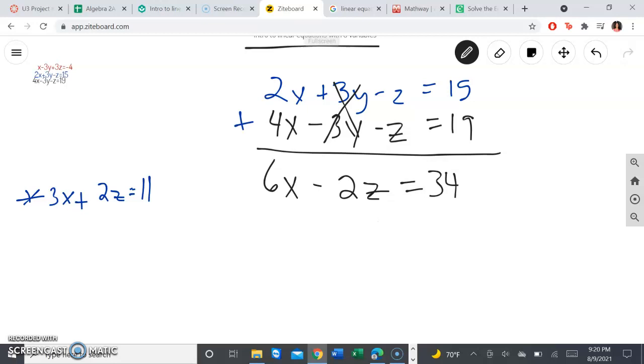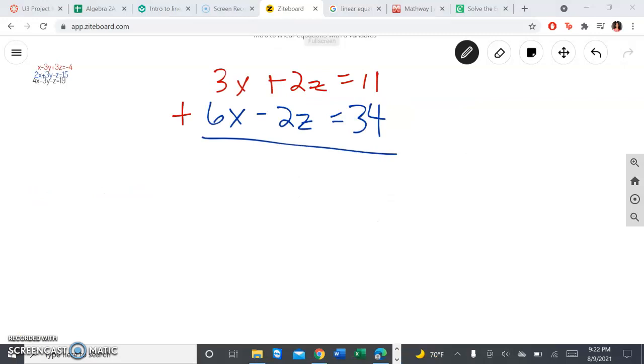Now this is the second equation that we solved for, and now we will combine this equation that we just solved for and the previous one and add it together. Now here I've written the answers to combining two equations of the originals, and now I'm going to have another equation, and hopefully this will give us a variable. So 3x plus 6x will give us 9x. And then positive 2z minus 2z is going to cancel out, so it's not in the equation. And 11 plus 34 is going to give us 45.